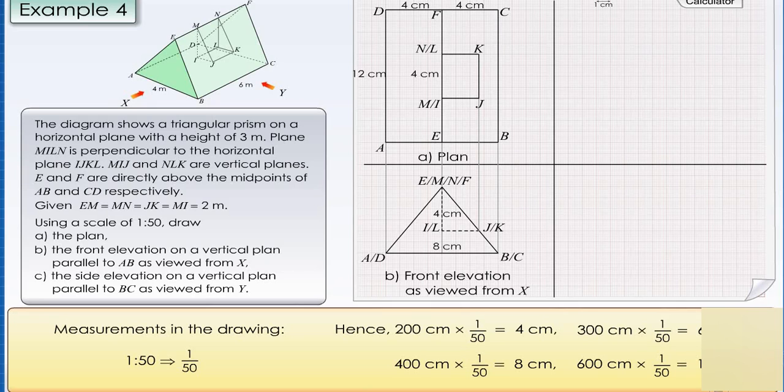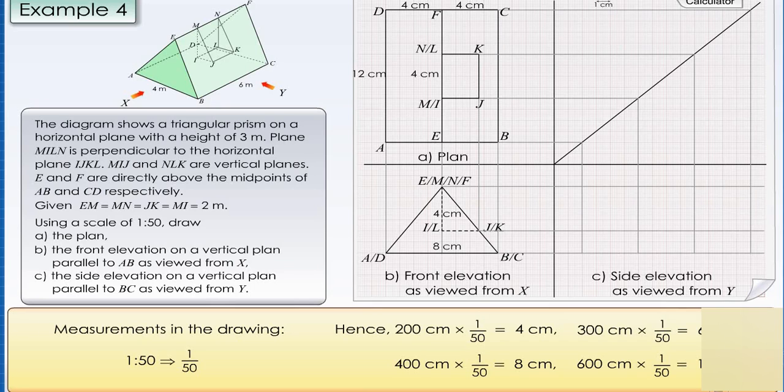Next, we draw the side elevation as viewed from Y. Complete with labels and measurements.